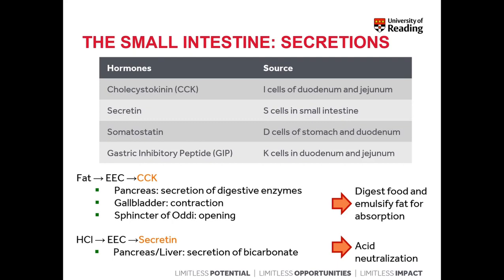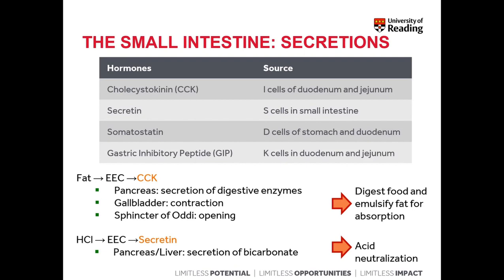So in terms of endocrine secretions, cholecystokinin is produced by I cells in the duodenum and jejunum. Secretin is produced in S cells overall in the small intestine. Somatostatin is mostly produced in the D cells, which are both in the stomach and in the duodenum. And finally, the gastric inhibitory peptide, which is mostly produced by the K cells in the duodenum and jejunum.